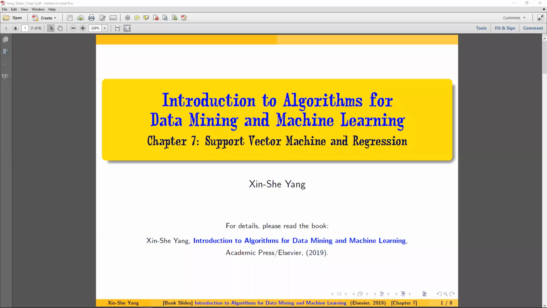Hello everyone, welcome to Data 609 Module 7, and we are also in Chapter 7 of the textbook. In this section we're going to discuss support vector machine and regression.